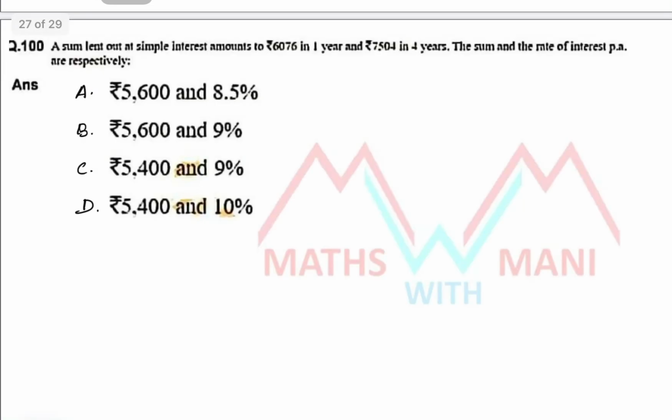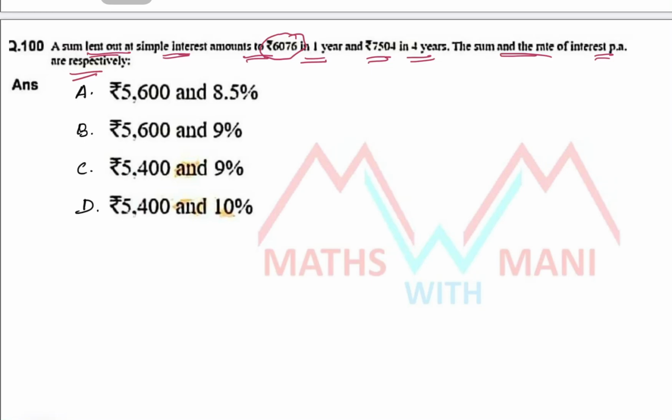Next 100. Last problem. A sum lent out at simple interest amounts to 6076 in 1 year and 7504 in 4 years. The sum and the rate of interest per annum respectively. Respectively how much? That's it.